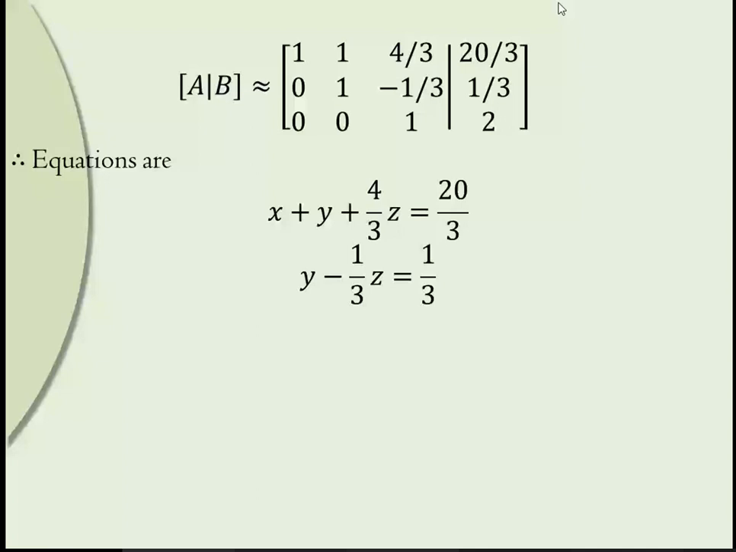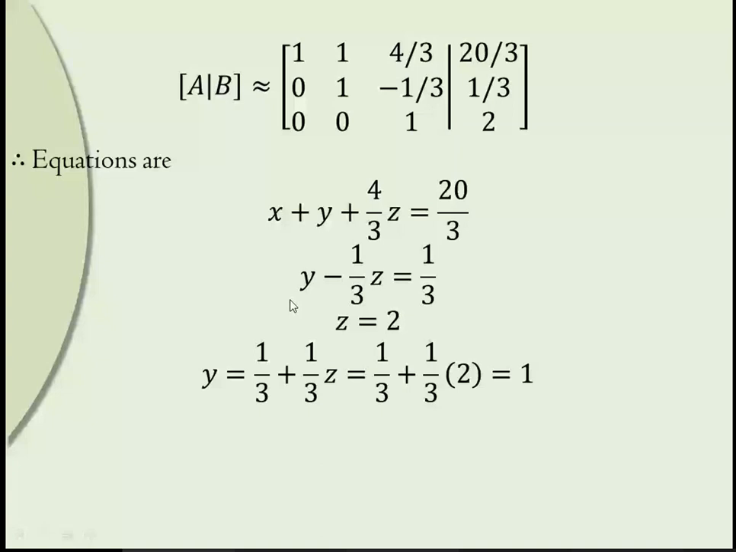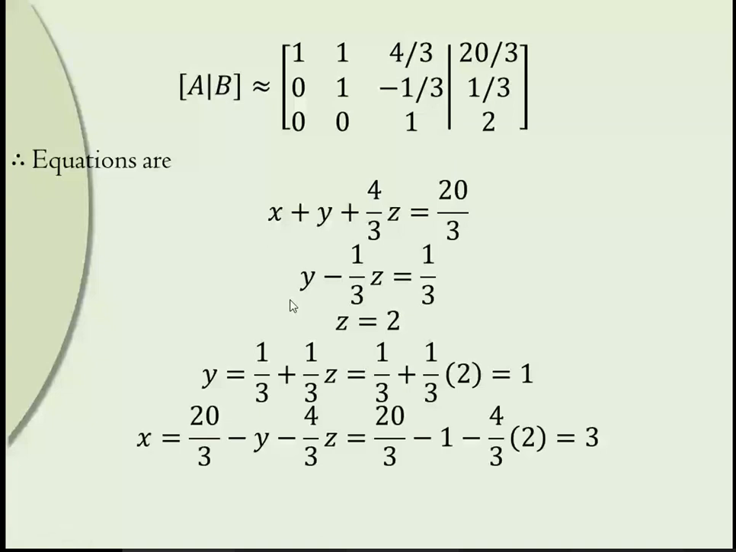So from the last equation, directly we get z equal to 2. Put it into the previous equation, that gives us y. So y will be 1. Put both y and z into the first equation, that gives us x. That will be 3. So the values of x, y, z are 3, 1, 2.